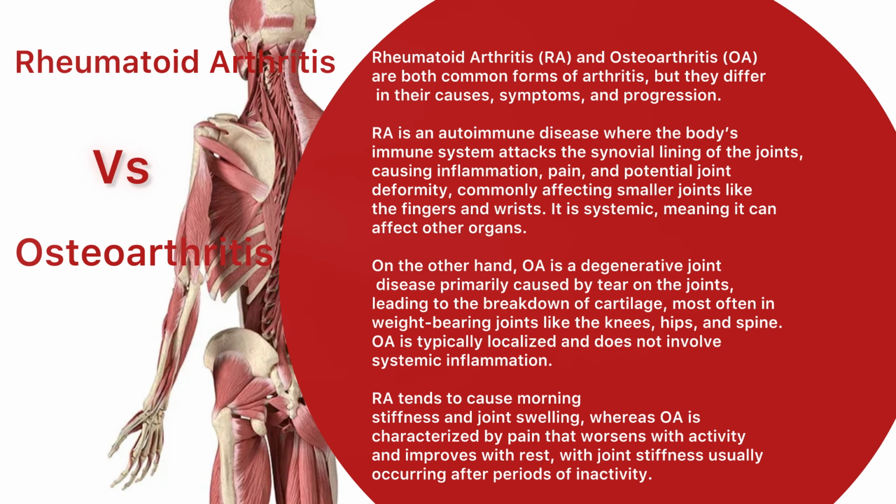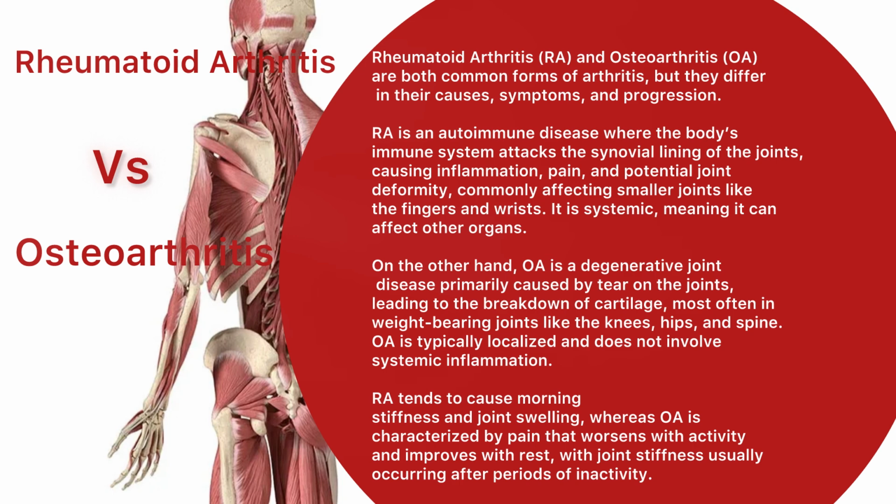Rheumatoid arthritis is an autoimmune disease, while osteoarthritis is a degenerative joint disease. In rheumatoid arthritis, there is inflammation, pain, and potential joint deformity, and it commonly affects the smaller joints like the fingers and wrist. On the other hand, osteoarthritis commonly affects the weight-bearing joints like the knee, hip, and spine. RA can be systemic, but osteoarthritis is typically localized and does not involve systemic inflammation.